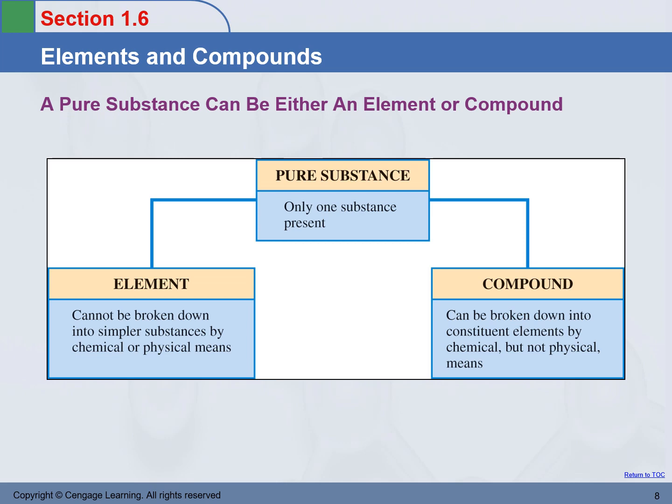All right, now we have completed the whole flow chart of the classification of matter. Under matter, we have pure substance and mixture. Under mixture, we have homogeneous mixture and heterogeneous mixture. Now under pure substance, we have element and compound.